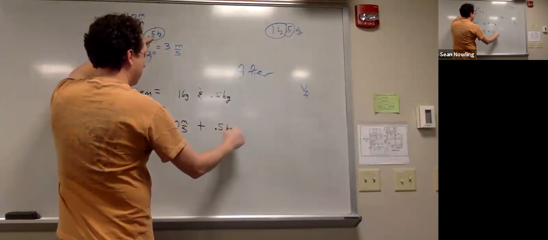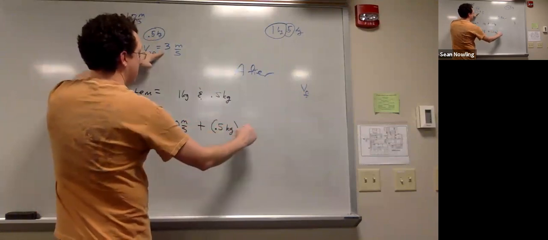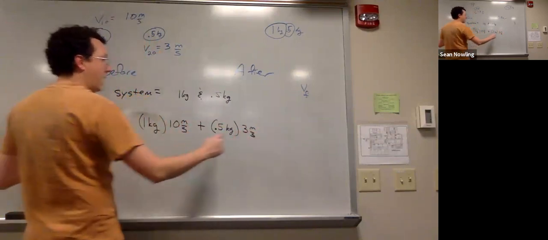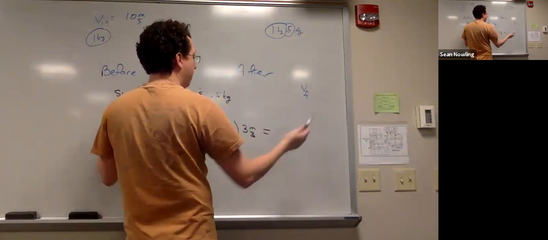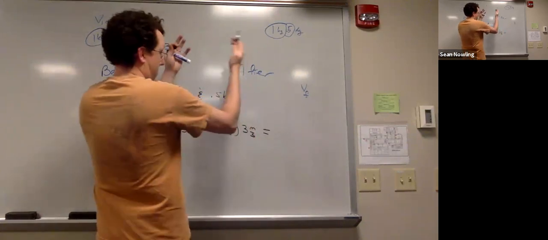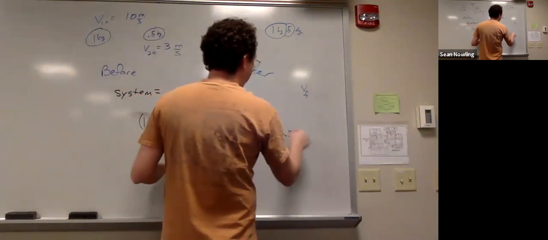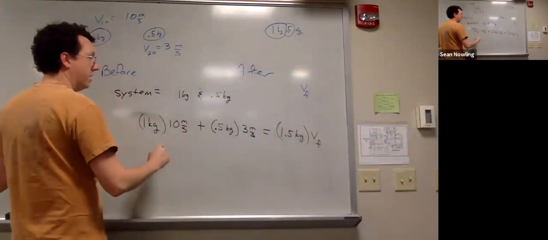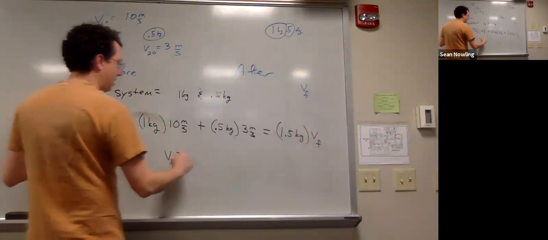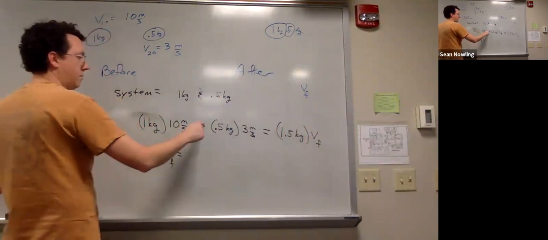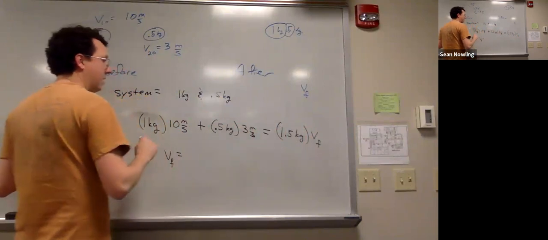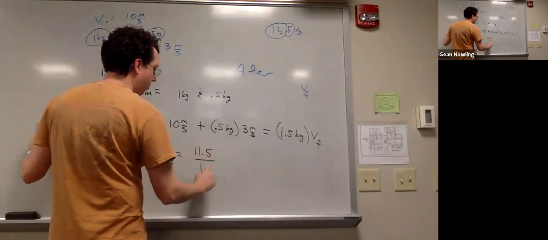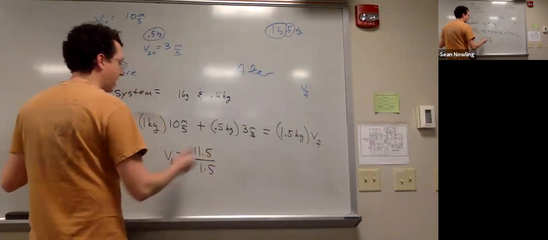plus 0.5 kilograms times 3 meters per second. That must equal the total mass of the final state, which is just 1.5 kilograms times the final velocity. And we learned then that the final velocity equals 10 plus 1.5, so that's 11.5 divided by 1.5, and the units on that will be meters per second.